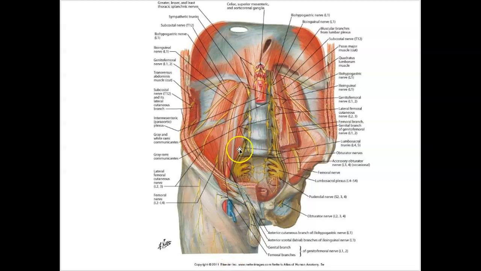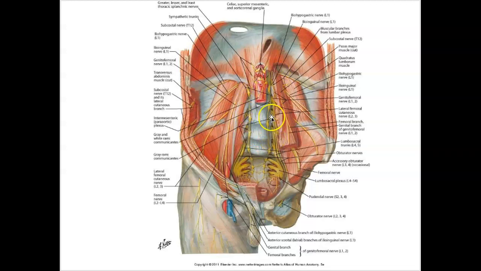Here you can see some of the lumbosacral trunk as it joins with some of the branches from the sacral plexus here as well, the lumbosacral trunk, mixing the lumbar and the sacral plexus nerves. And you can still see, even on this picture, some of that sympathetic trunk.